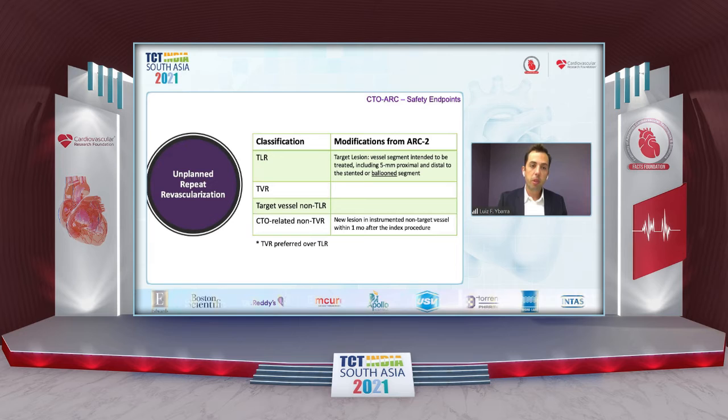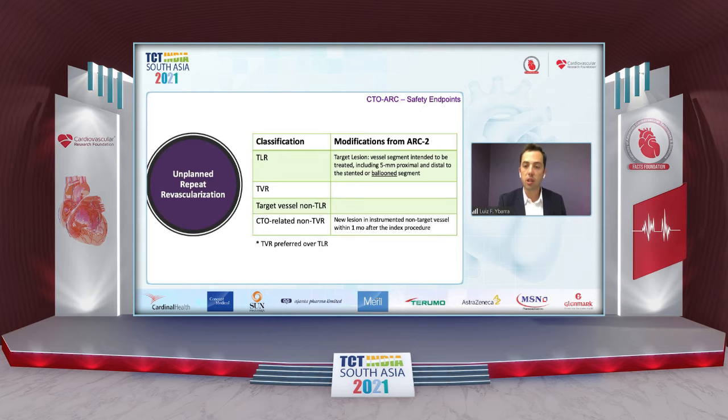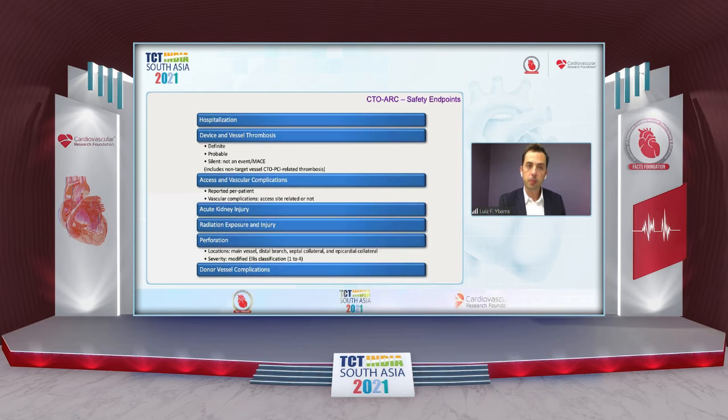With unplanned repeat revascularization, I'd like to highlight here the CTO-related non-TVR, which is a new classification for a new lesion instrumented in a non-target vessel within a month after the index procedure. And there are several other endpoints. Again, I encourage everybody to go to the main paper and take a look at this. Just highlighting the silent stent thrombosis, which is an occlusion that occurs with no clinical sequela, in other words, MI, TVR, or death, and usually is an incidental finding on follow-up angiography.